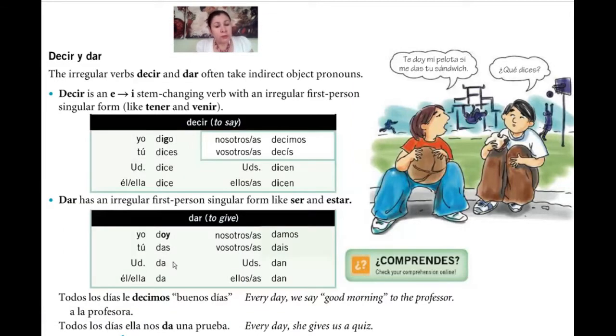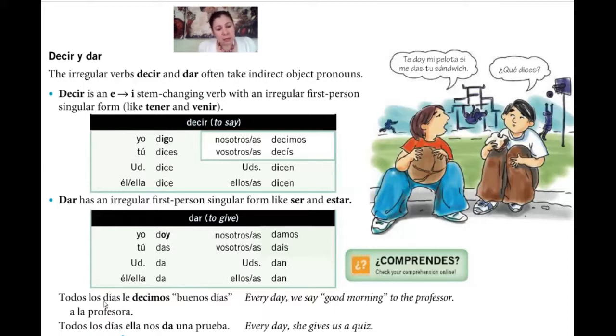Now, the verb dar has an irregular form that we see. If we're thinking soy, eres, es, somos, son, and if we're thinking estoy, estás, está, estamos, están, we see similarities here. We see the soy, doy, estoy, in the yo form. And then, like in estar, we say das, da, damos, dais, dan, okay?